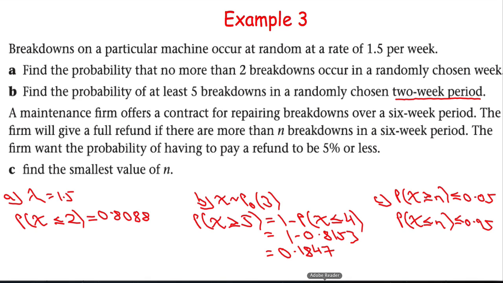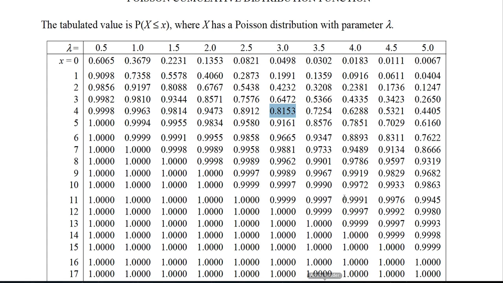So what we do is we go to our tables again. And remember, it's a 6-week period. Now, if it's a 6-week period, 1.5 per week, that means 3 for every 2 weeks, which means lambda is got to be equal to 9. I should have cleared that up first time round. So lambda's got to be 9 here.